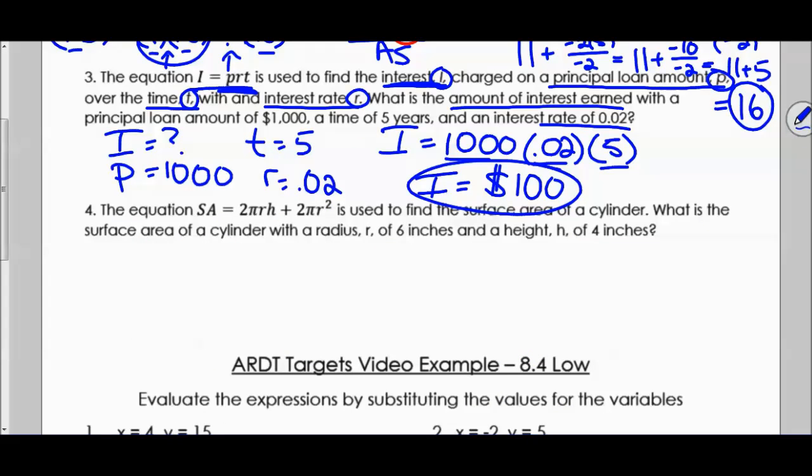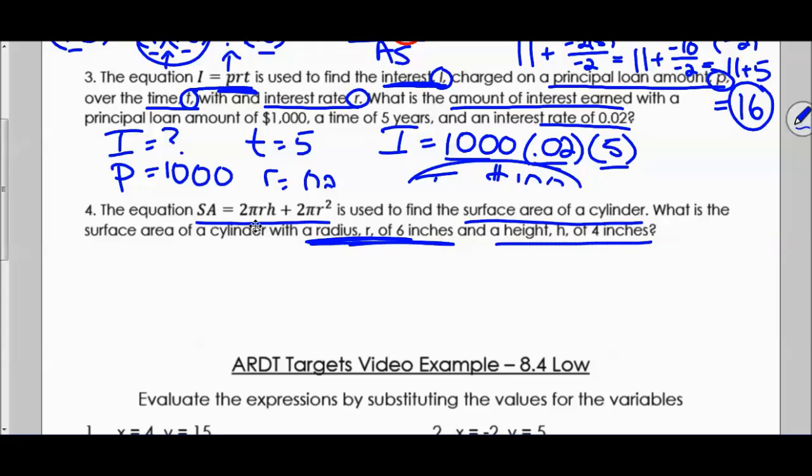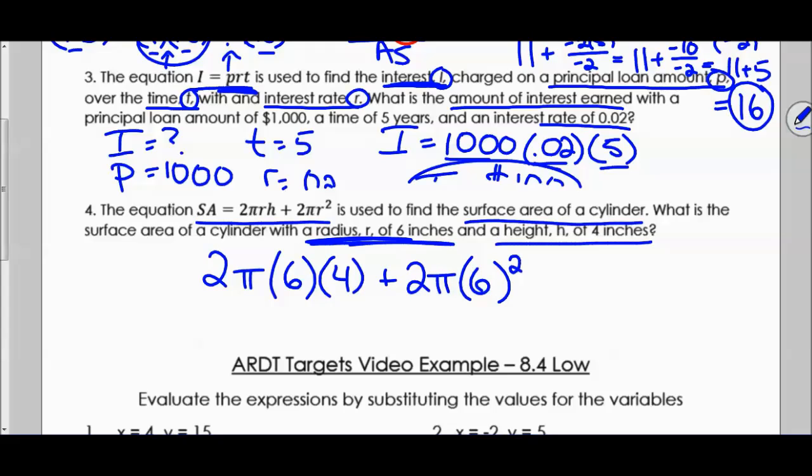Alright, so in this next one, we're given this equation. We're told that this equation is used to find the surface area of a cylinder. We want to find that surface area with a cylinder that has a radius of 6 and a height of 4. So we've used these kinds of equations before. We really just need to plug those numbers in where they're supposed to go and then follow order of operations. So we're going to rewrite this equation. 2 pi r is 6, we're going to write that in parentheses, and h is 4, plus 2 times pi r is 6 again, and this time it's squared.